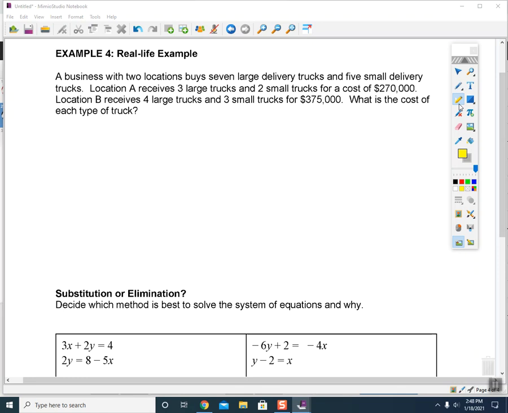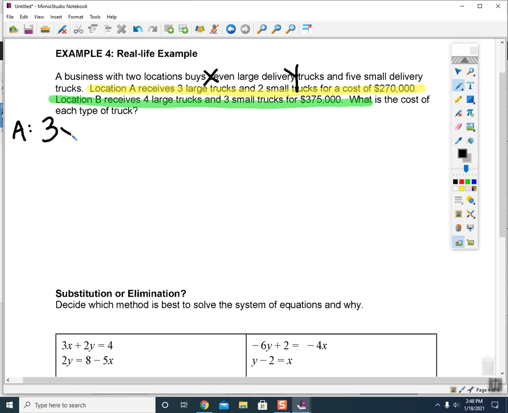All right, when I look at this, I want to pick out the important information. So here I see that location A, all of the information with location A is here. If I want to look at the information for location B, all of my information for location B is right here. So that's my important information. Next, I want to designate which truck is which variable. So I'm going to say that the cost of a large truck is X and the cost of a small truck is Y.